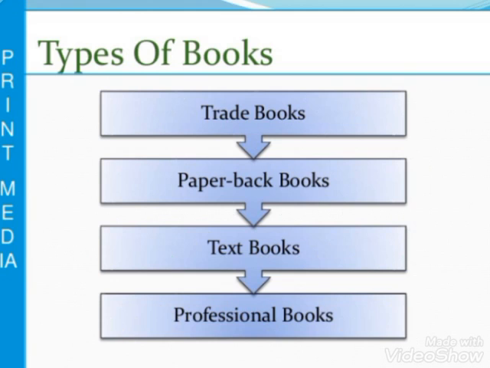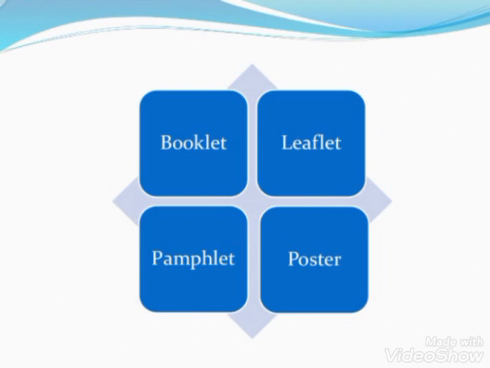Okay, now here we have some types of books: trade books, paperback books, textbooks, and professional books. In today's world, the book is one of the most effective mass media. It is the best source of education. It is the cheapest means of storing and transmitting information to others by means of record and knowledge.